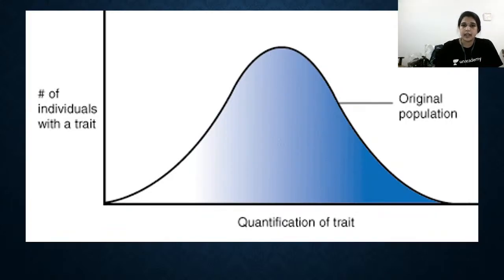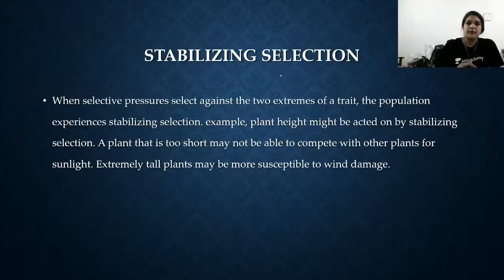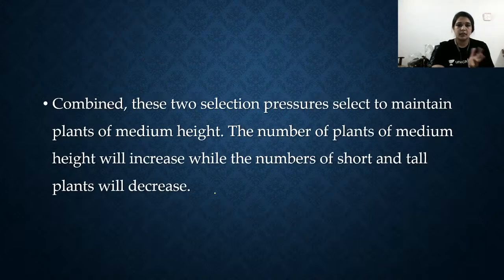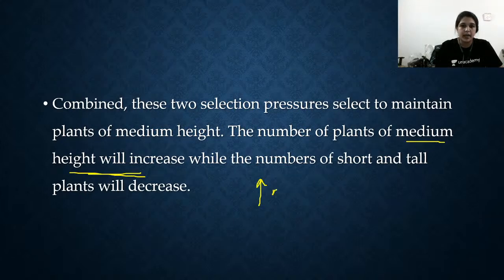So this is the graph: there is a population, and this is the quantification of a trait. Let's take height as one trait. This is short, medium, tall. This is the original population. First is stabilizing selection. What is stabilizing selection? Stabilizing selection is when selective pressure selects against the two extreme traits. But later, when these two extremes contradict each other, the medium height is chosen, and the population of medium height will increase, stabilizing the trait. That is what is given here.